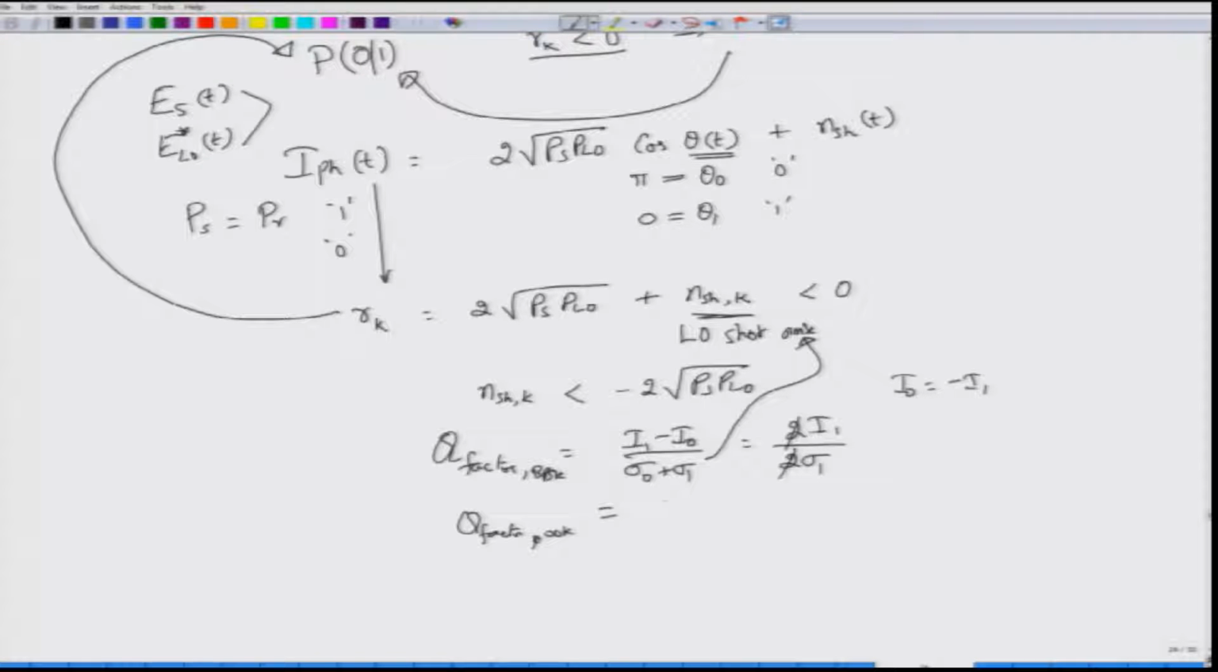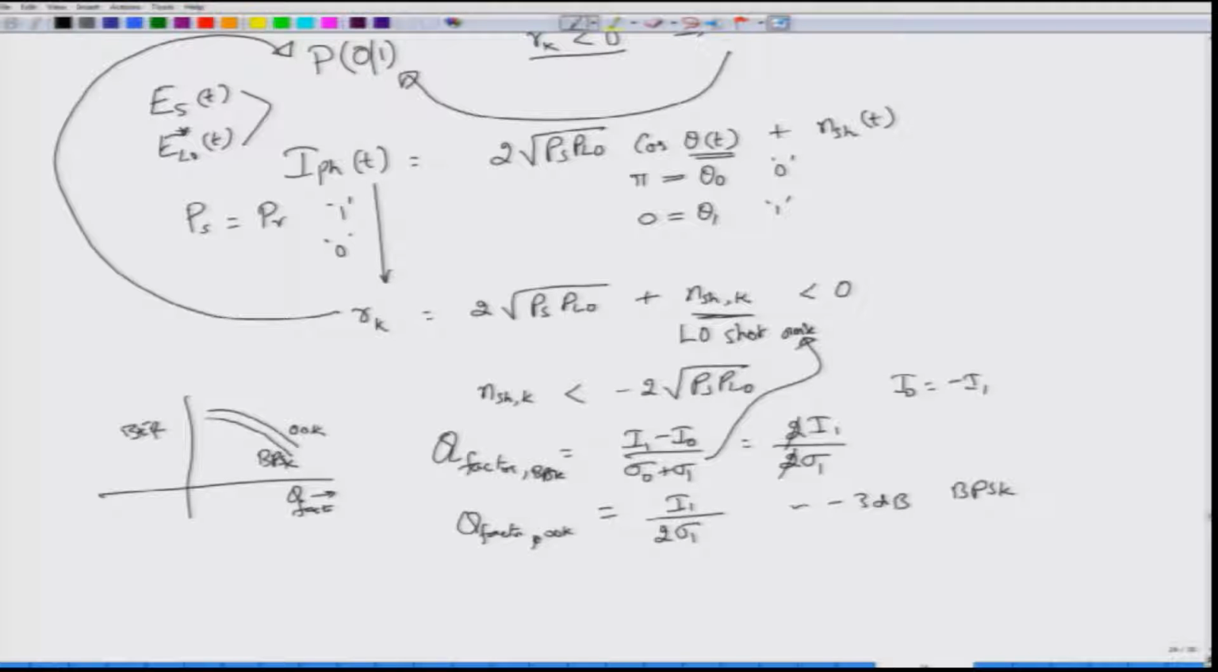With on off keying, I0 was 0, sigma 0 was approximately sigma 1, and the Q factor would have been I1 divided by 2 sigma 1. So, you can already see that on off keying is 3 dB worse compared to the BPSK system. If you look at the Q factor versus the bit error rate, you will see that as the Q factor increases, the bit error rate drops. The highest sensitivity would be for BPSK, then you get a sensitivity which is 3 dB degraded for on off keying.